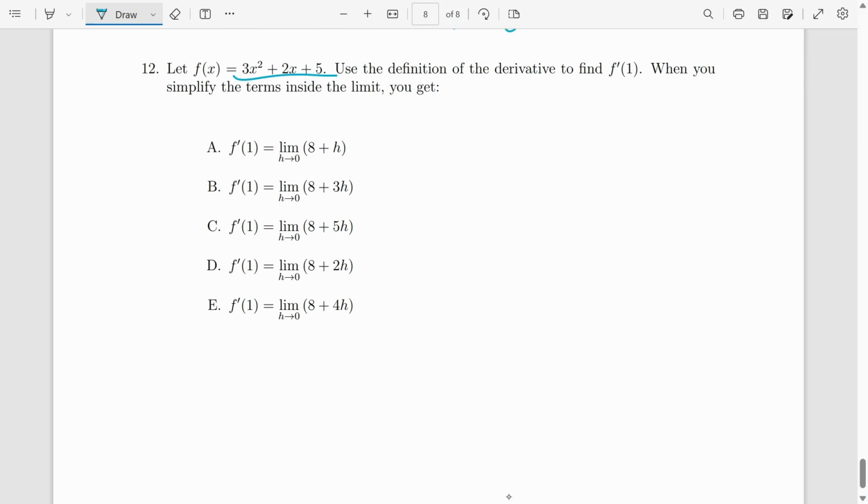So this is the limit definition of the derivative that I've used a couple times in this exam. You know, the one where it's the limit as h approaches 0 of f of x plus h minus f of x all over h.